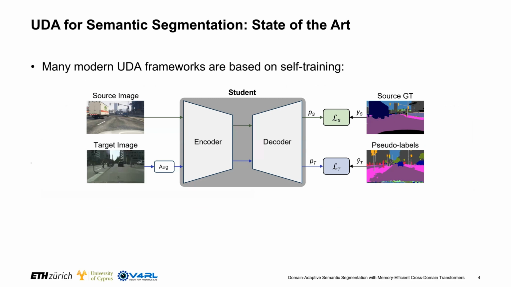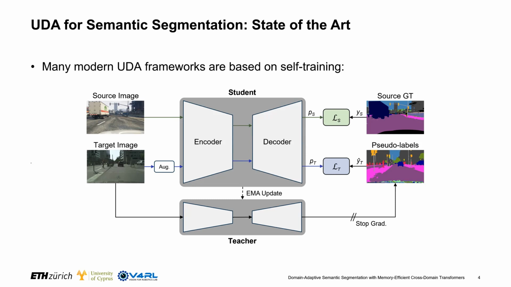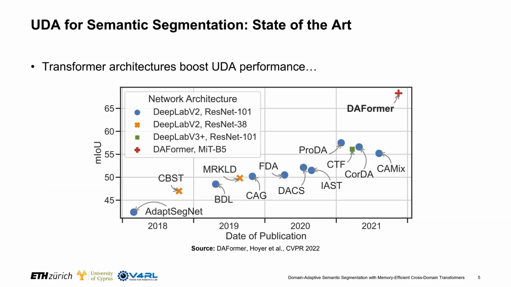Modern UDA frameworks typically build upon the self-training paradigm, where the model is trained with ground truth labels for source images and pseudo-labels for target images. The pseudo-labels are generated by a teacher network, which is the exponential moving average of the student. Recently, with DA-Former, transformer architectures were shown to boost UDA performance compared to previously employed convolutional neural networks.